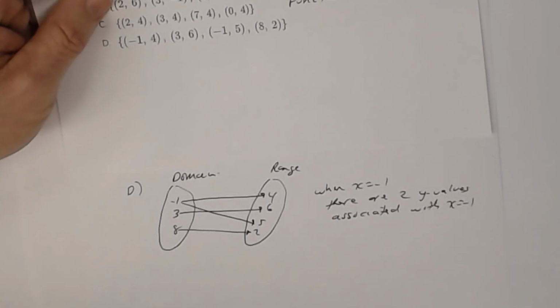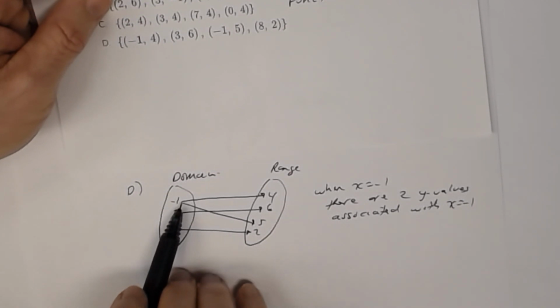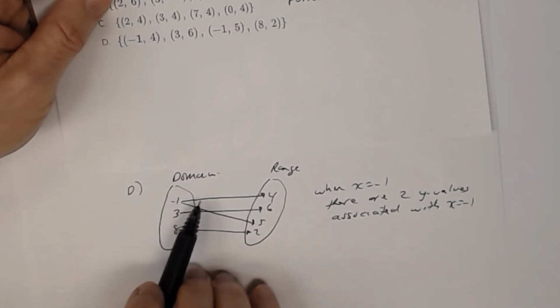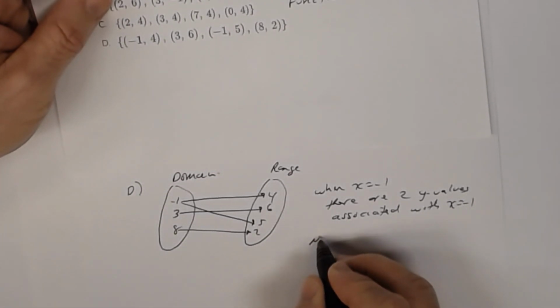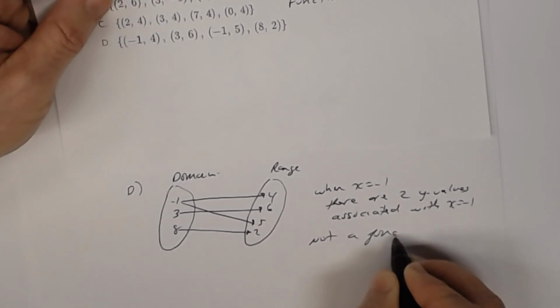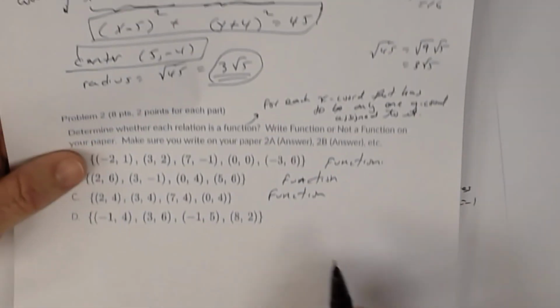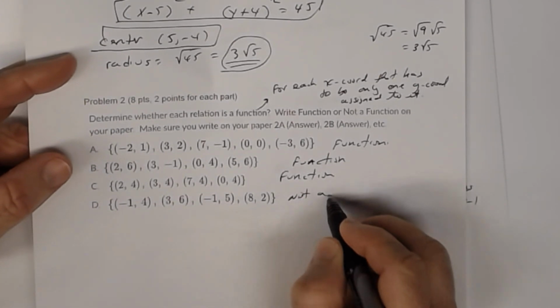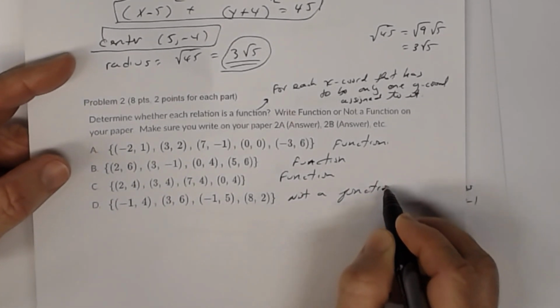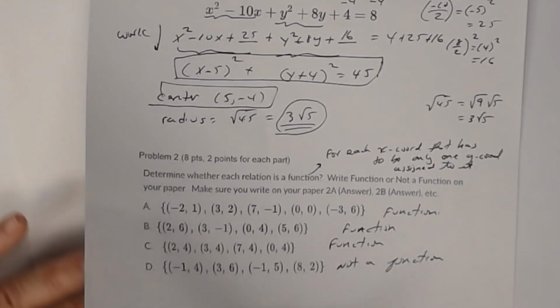Okay? So remember, the definition of function: for each x coordinate there has got to be 1. So when x is negative 1, there are 2. So that's not a function. So this one's not a function. All right? So that's problem number 2. All right, problem number 3.